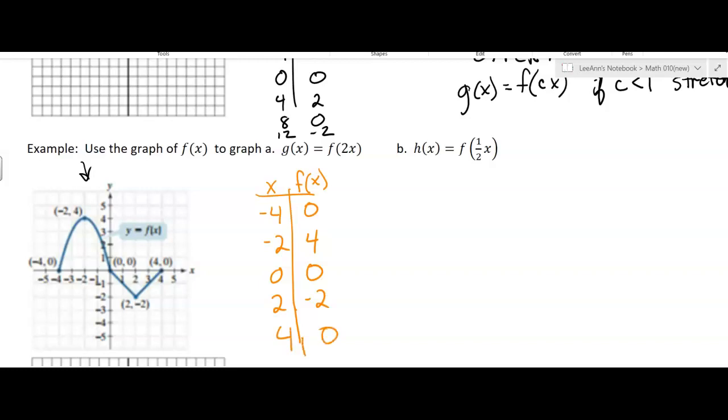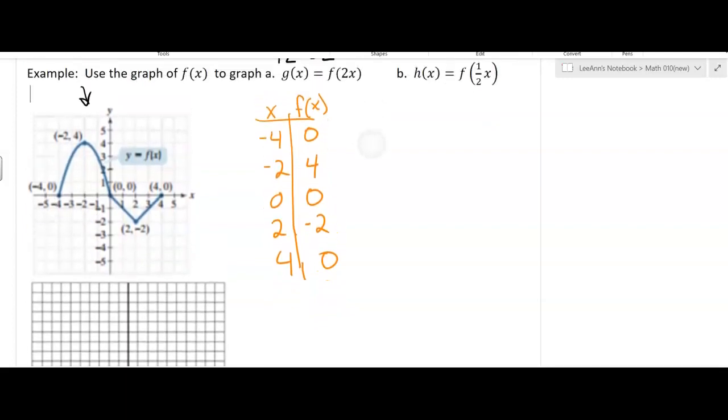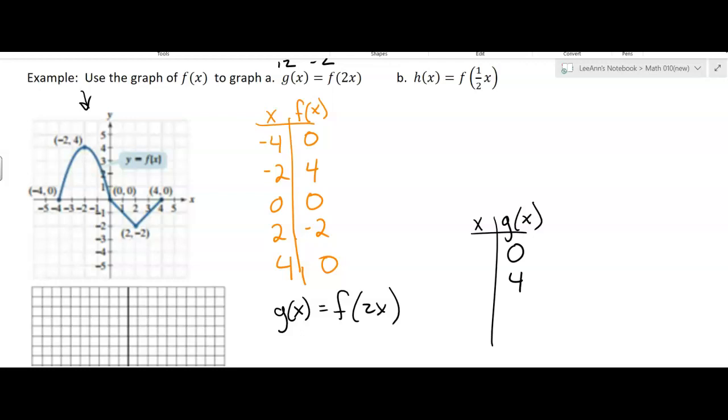Okay, so for g of x, I'm going to try to fit this on here. So g of x is equal to f of 2x. So what we're going to do is make a table of values. We're going to keep the outputs the same: 0, 4, 0, negative 2, and 0. But now the inputs are all getting divided by 2. So negative 2, negative 1, 0, 1, and 2.